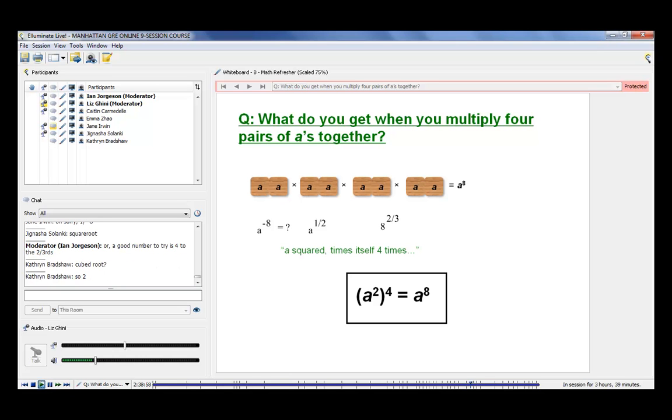Calculate 8 to the 2/3. Yeah, cube root, so 2, but you want it to the 2/3. Cube root. Well, what do we do first? 8 to the 2/3. Okay, so what that is, you just rewrite it. Let's rewrite it. Okay, so now we've got 8 to the 1/3.